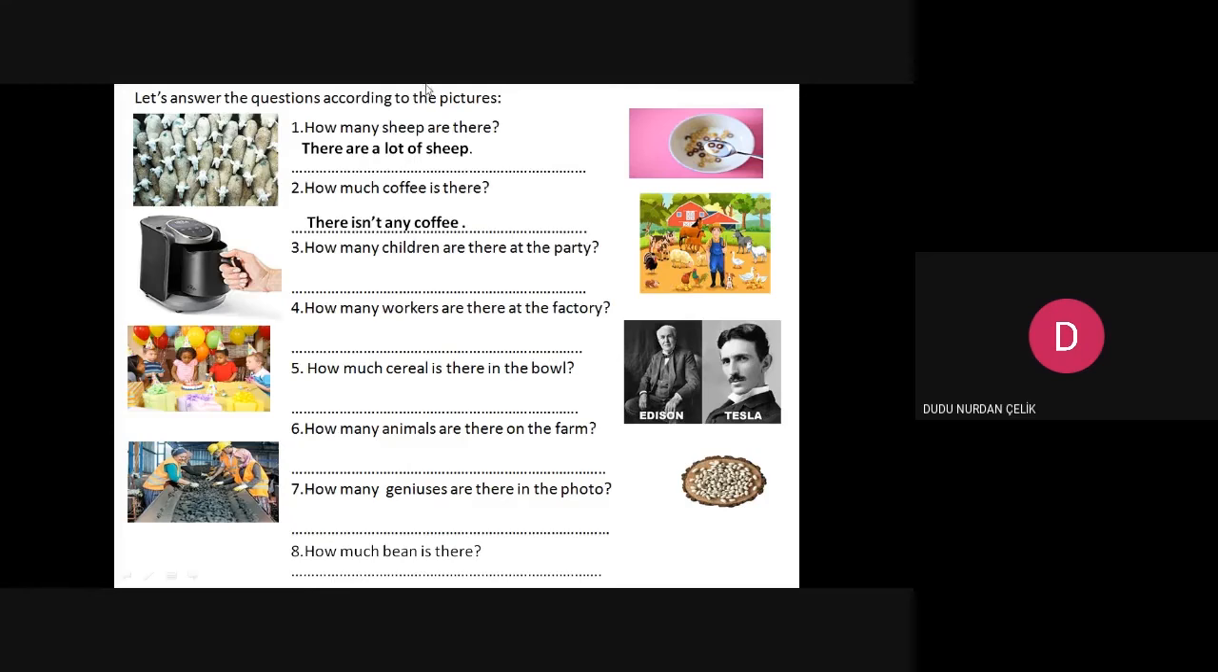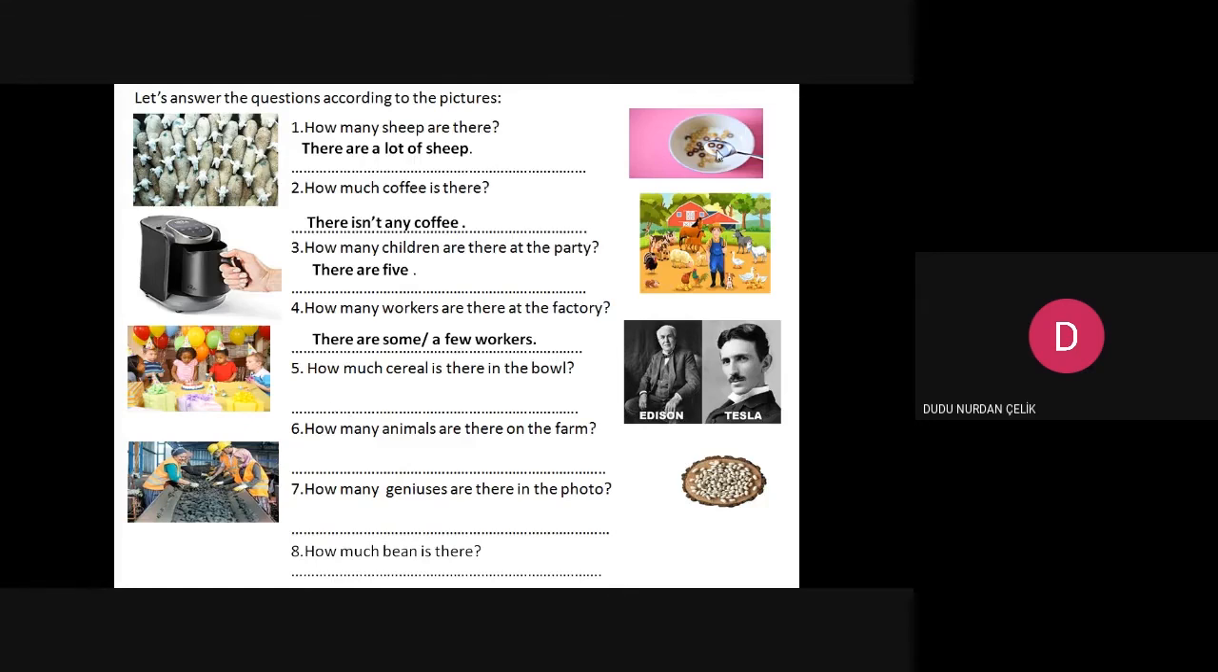Yes, you can say that, or there are 5. There are some children. There are 5 children, or we can say there are some. There are a few children also. A few and some have almost the same meaning. Okay, now here we have got some workers. Look, they are working in a coal factory. How many workers are there at the factory? Good. Let's see. There are some, or there are a few workers. These are almost the same. They have similar meanings. Some or a few.